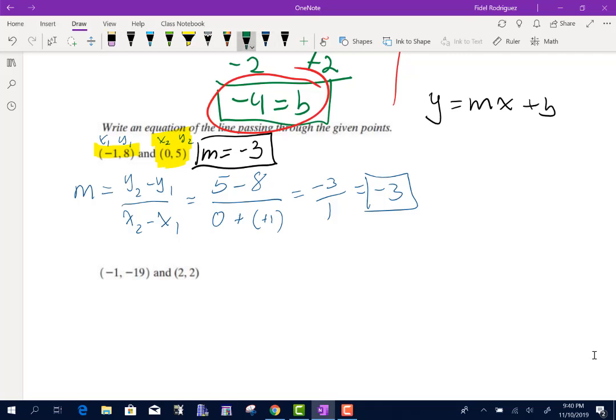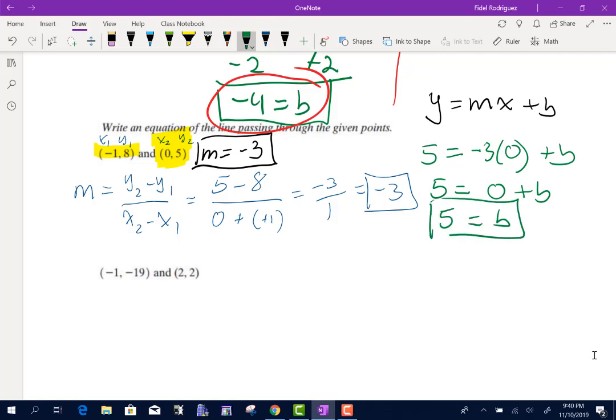Okay, what's my y number in this case? My y number in this case is 5. Equals m, which we found to be the number negative 3, times the x value, which is 0, okay, plus b. So 5 equals negative 3 times 0 is 0, plus b. 0 plus b is just b.